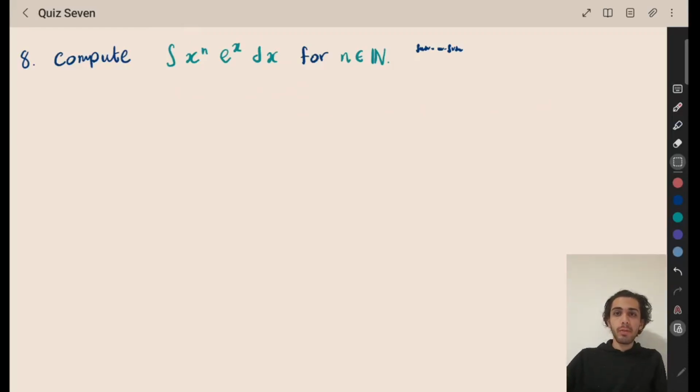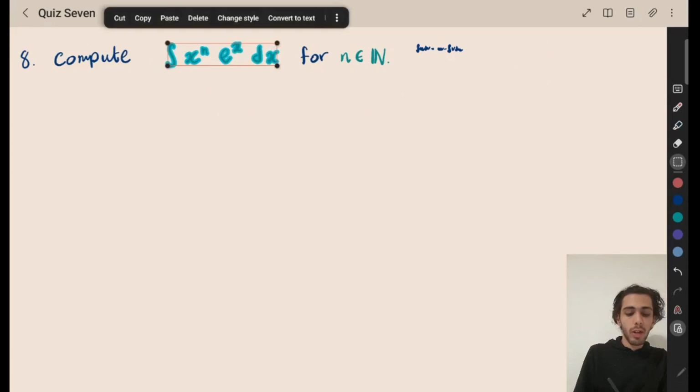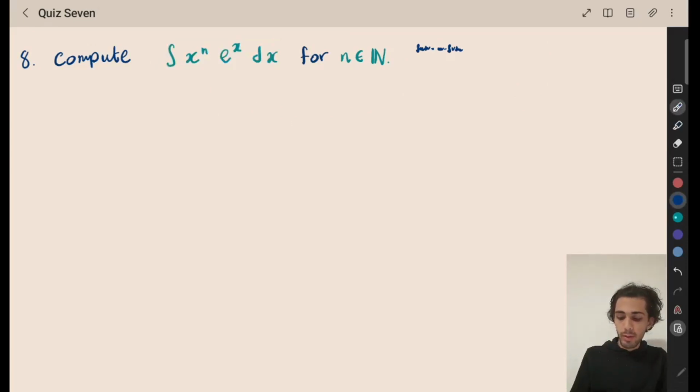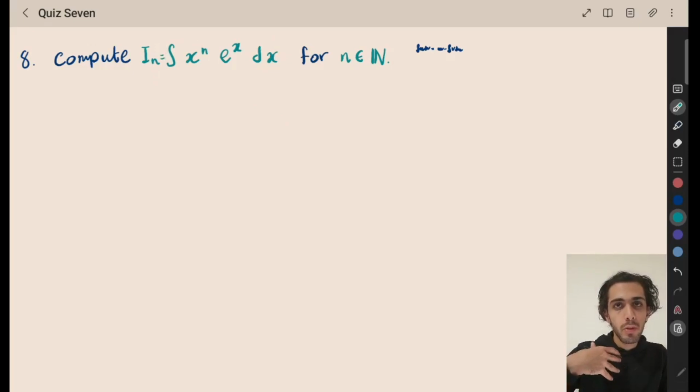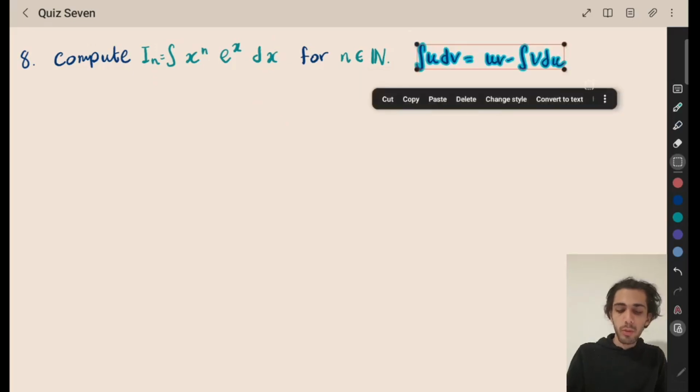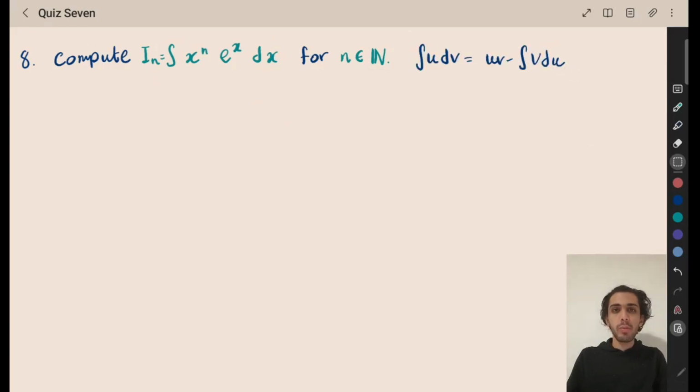This is actually one of my favorite integrals. It's a very powerful one because we need to prove this statement not just for one n or two n's or three n's. We need to prove it for all n. So you take n, you give me back the integral. Here we'll be using the integration by parts formula, and we will be applying it extensively.